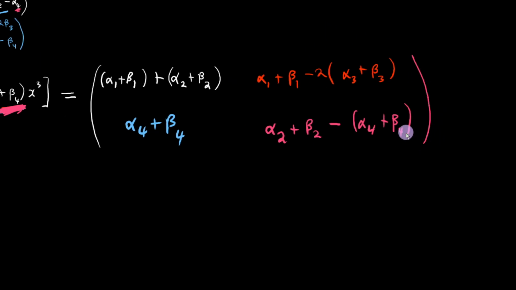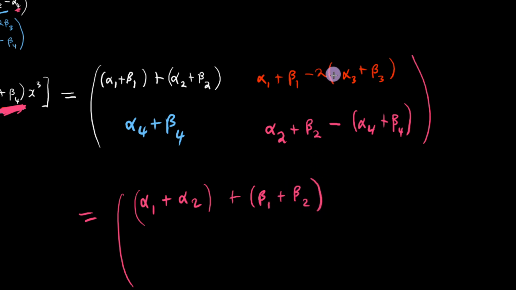Okay, so now after doing this, you need to simplify. So we basically group the alphas alone and the betas alone. In this case, the alphas alone would be alpha 1 plus alpha 2, then plus beta 1 plus beta 2. Then here this will be alpha 1 plus beta 1. Then we distribute this. This will be negative 2 alpha 3, negative 2 beta 3.